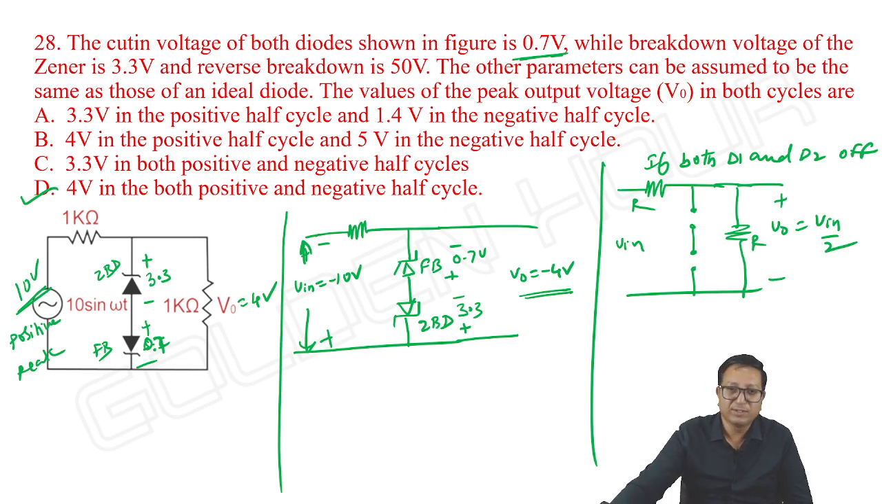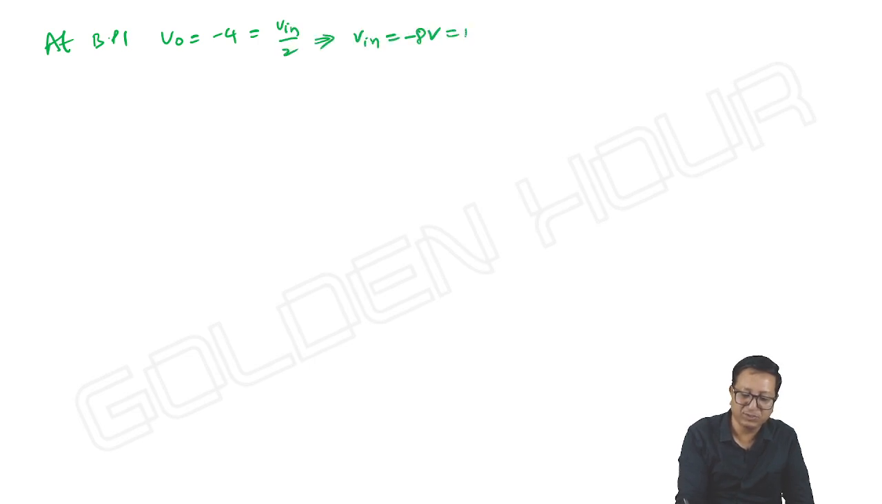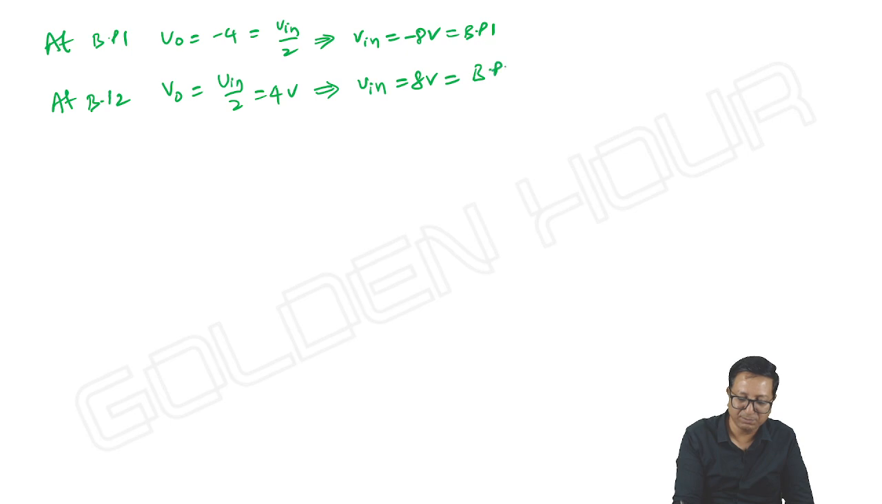So just at breakpoint 1, output is equal to minus 4. Also, it is equal to input by 2. This implies input is minus 8 volts, which is our breakpoint 1. Again, at breakpoint 2, output is equal to input by 2, also equal to 4 volts. Input is plus 8 volts, which is equal to breakpoint 2.